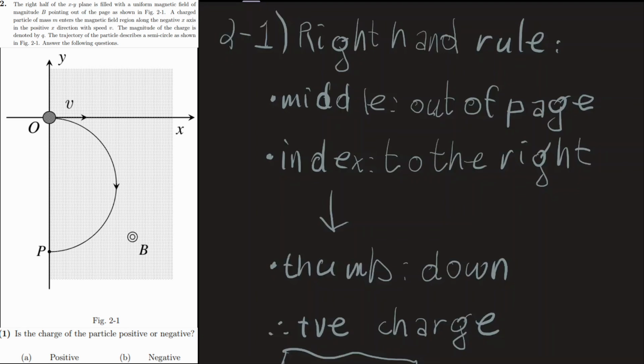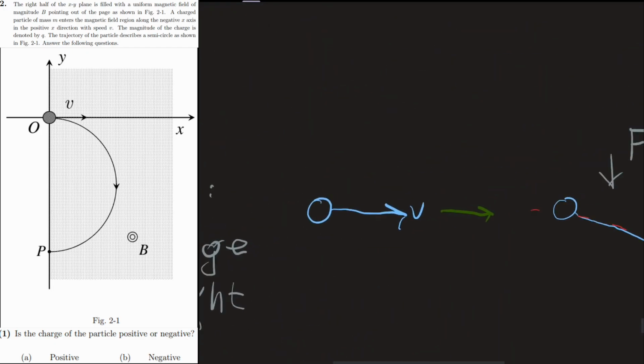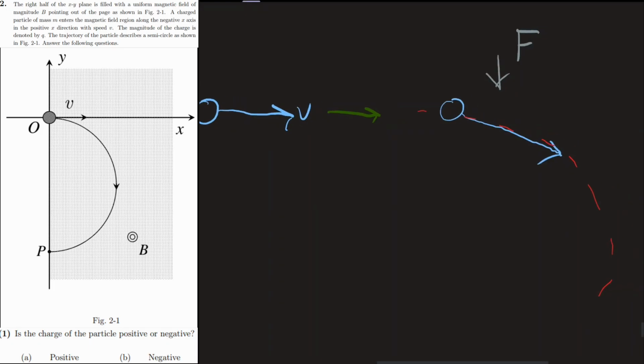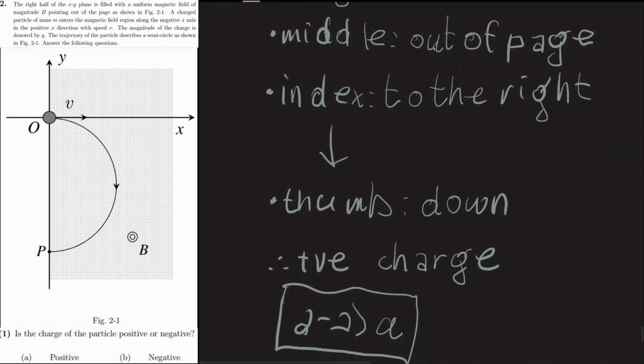Now, if we look at the diagram, we can see that the particle starts curving in a circular path downwards. What this means is that when it enters the magnetic field, a force pushes down on the charge. And that force is the magnetic force, meaning that the magnetic force is in fact pointing downwards at point O, which means that the particle has a positive charge, so the correct answer is option A. If instead the particle entered the field and then started curving upwards, that would mean it has a negative charge.